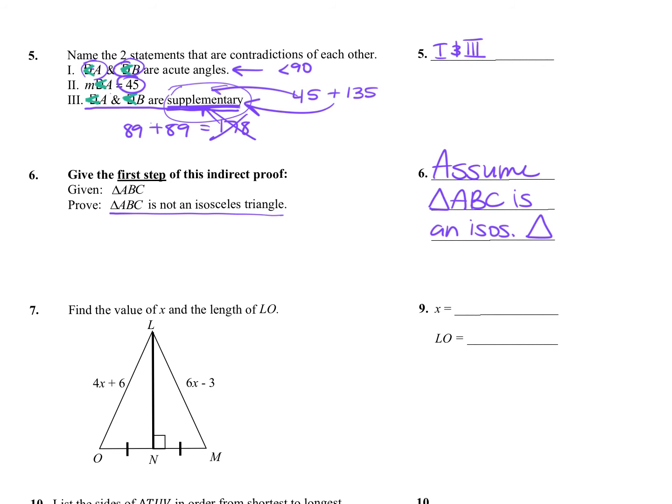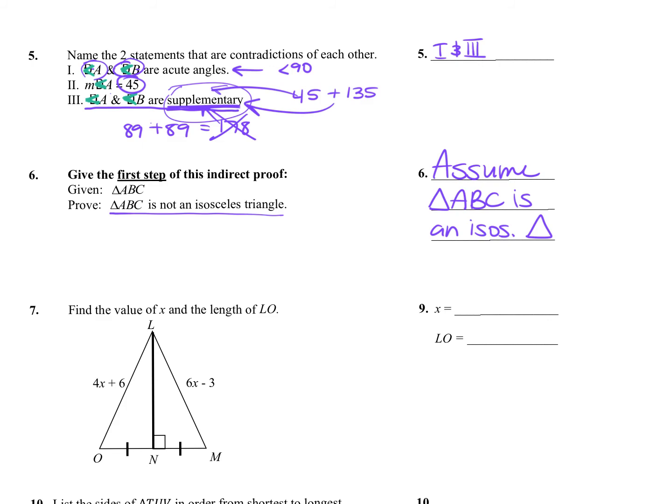Remember on that last quiz, if we're assuming the measure of, I forget what it was, angle C is less than 100, you have to say it's not less than 100 or it's greater than or equal to 100. So make sure you cover every other option with your negation, okay?